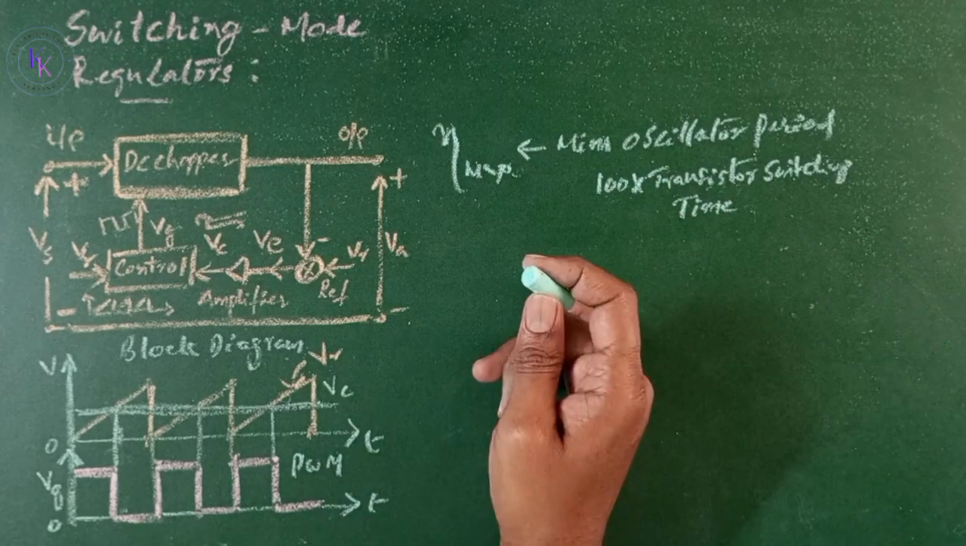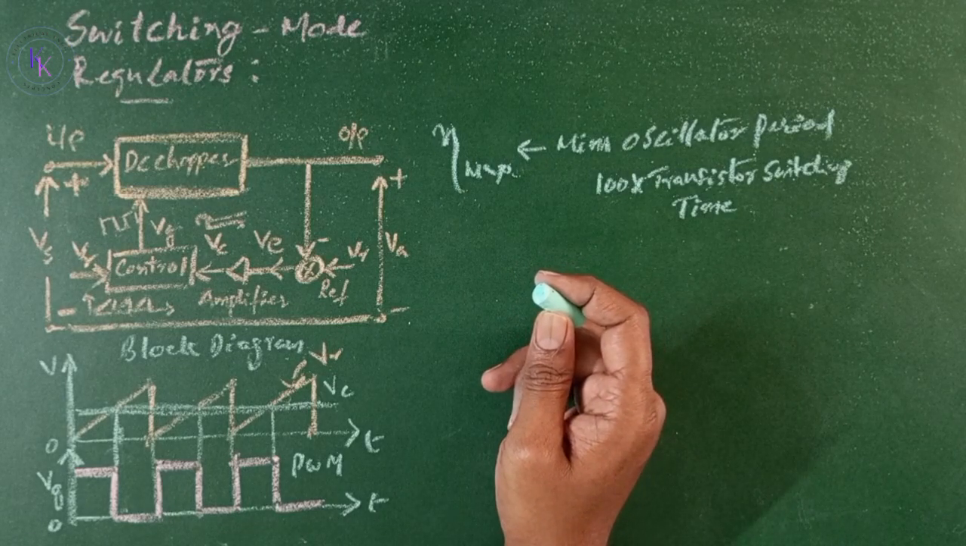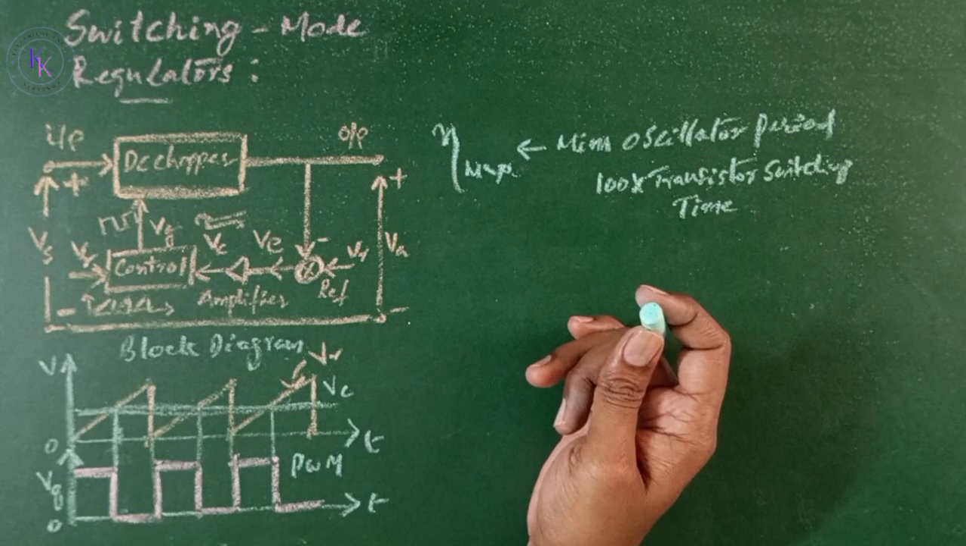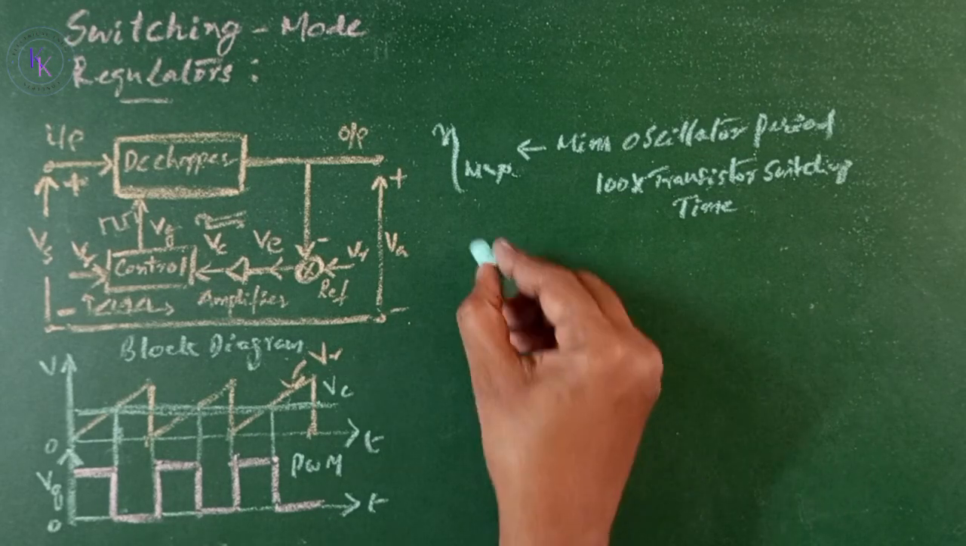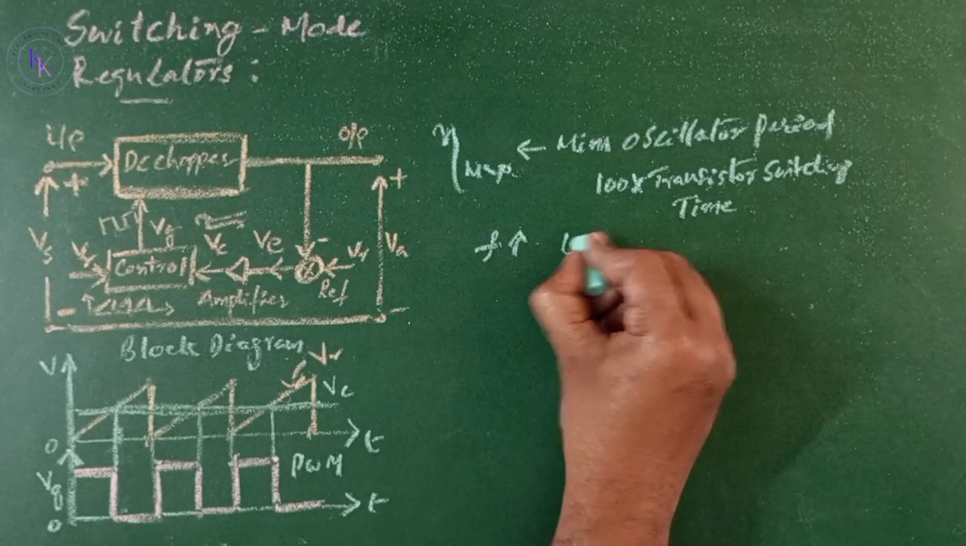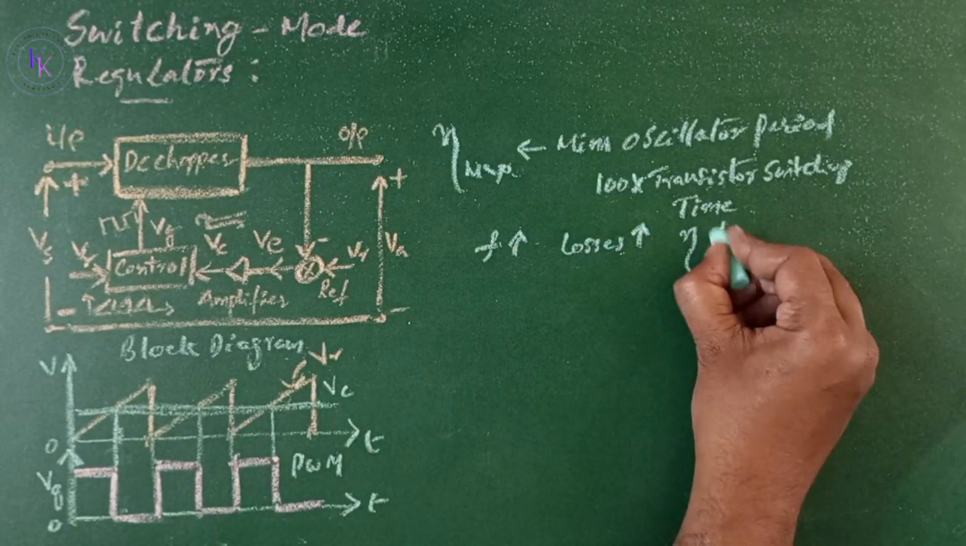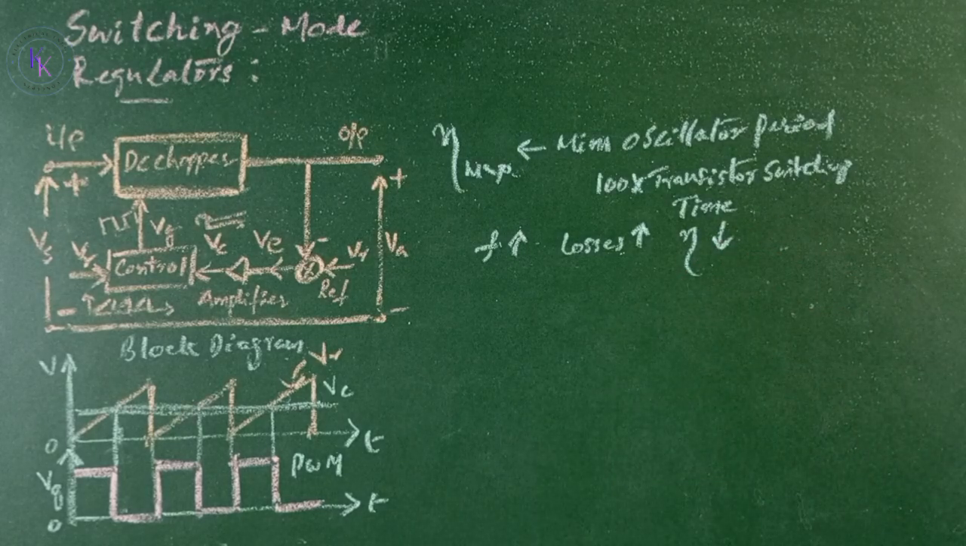This limitation is due to the switching losses in the transistor. The transistor switching losses increase with the switching frequency. As the switching frequency increases, the losses will increase. As a result, the efficiency will decrease. In addition to this, the core losses of an inductor limit the high frequency operation.